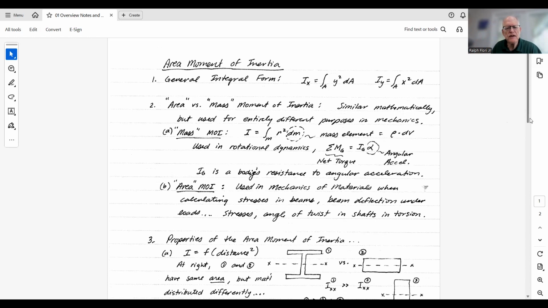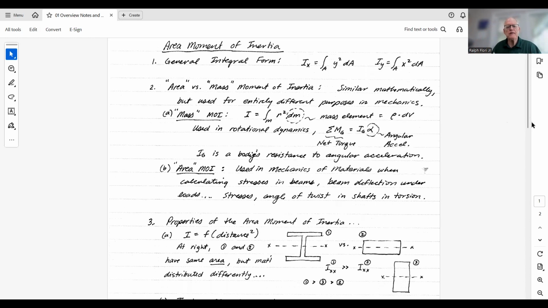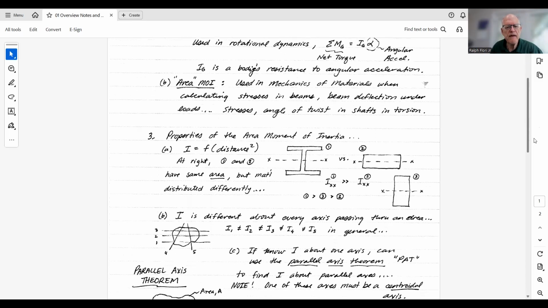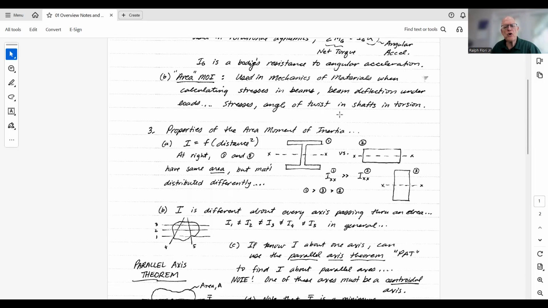Area moments of inertia are used in mechanics of materials when we're calculating stresses in beams, beam deflection, and stresses and angle of twist in shafts in torsion. We also use the minimum area moment of inertia to determine a column buckling formula. Again, if you look at the properties of the area moment of inertia, one of the huge properties is that it's a function of the distance squared from the axis of interest.